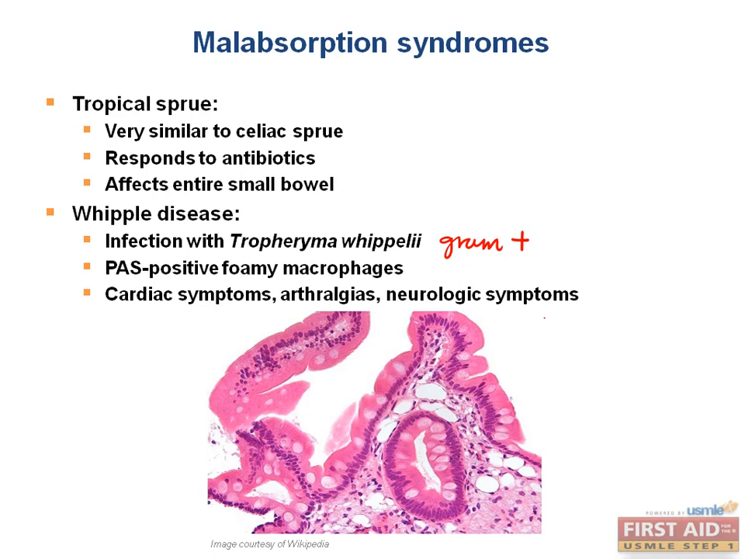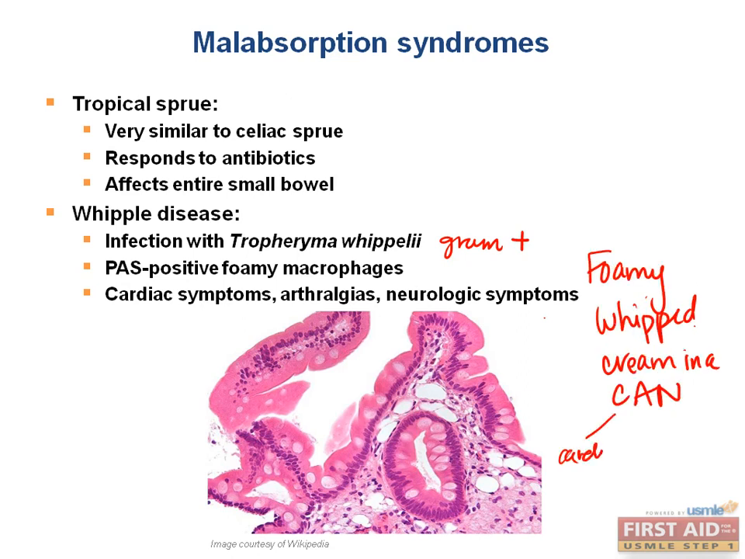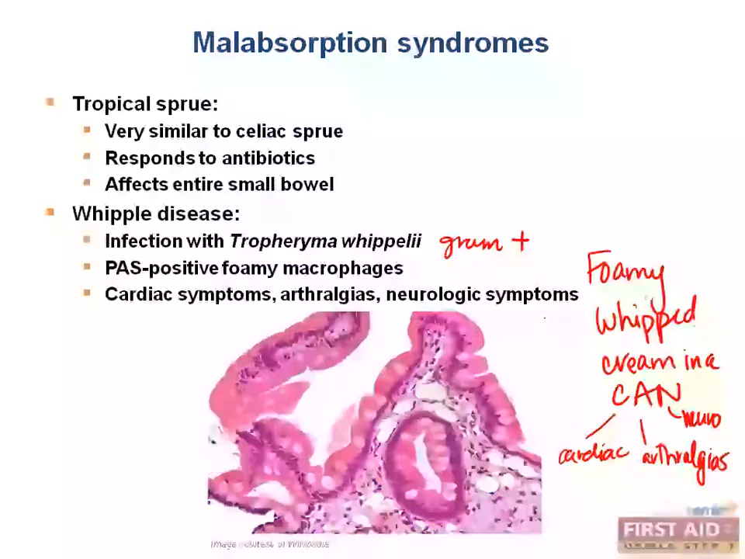In addition to the typical diarrhea, weight loss, and weakness, patients also have arthralgias and cardiac and neurologic symptoms. The mnemonic "foamy whipped cream in a can" can help you. When you see foamy, think of foamy PAS-positive macrophages, and can, or C for cardiac, A for arthralgias, and N for neurological symptoms. On the exam, if you see a positive PAS stain, think of Whipple disease, as a PAS stain is only positive in a relatively small subset of other diseases. Assume the patient will be a middle to older aged white male.